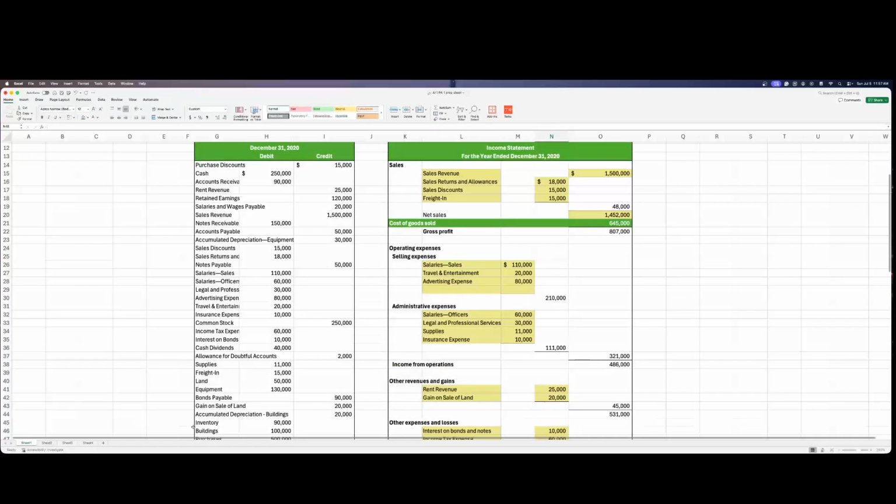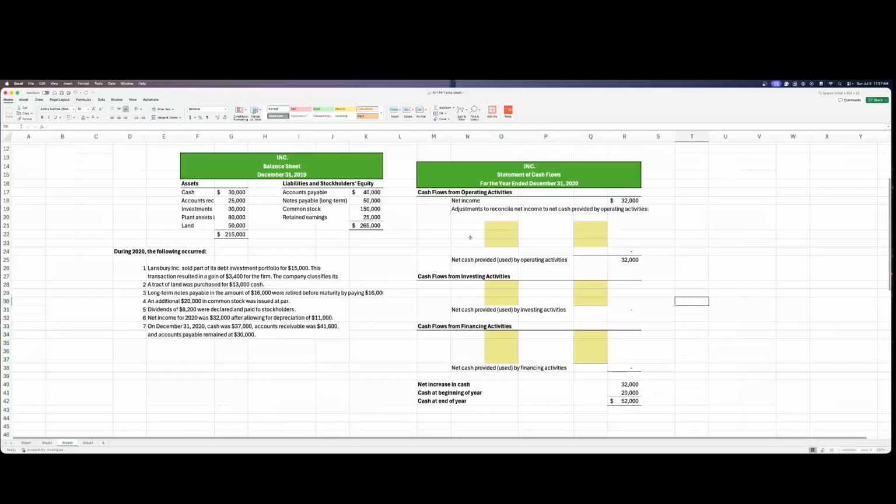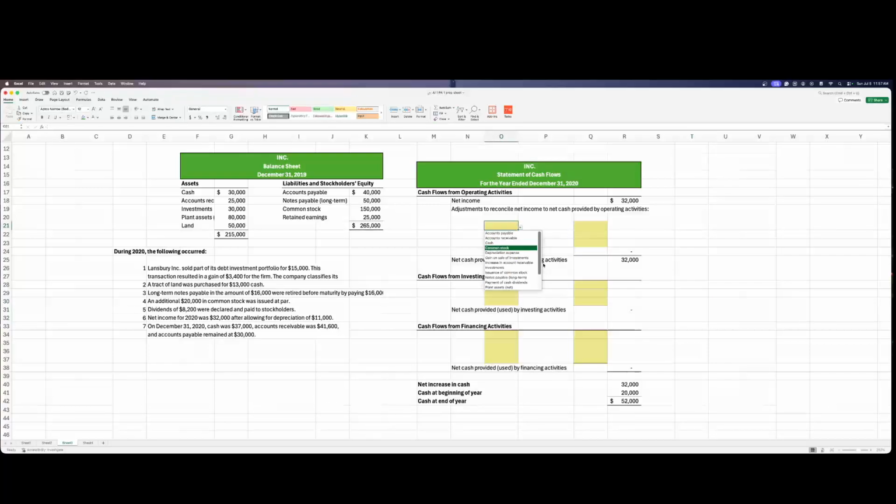Okay. That is the income statement. Next, let's do the statement of cash flow. Operating expenses, gain on sale, increase in AR, plants and assets. Gain on sale of investment: 3,400 in the gain, so we would have to deduct that from the net income. Increase in AR. What is that? 11,000? Or no?